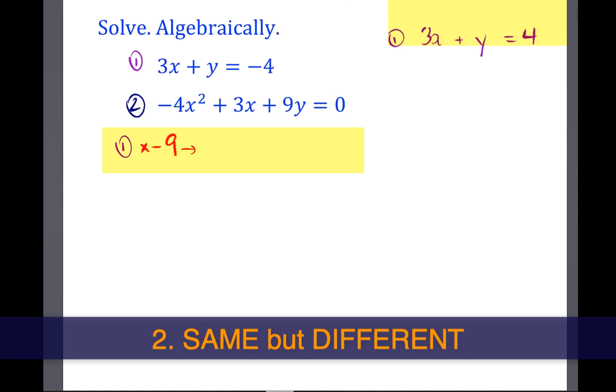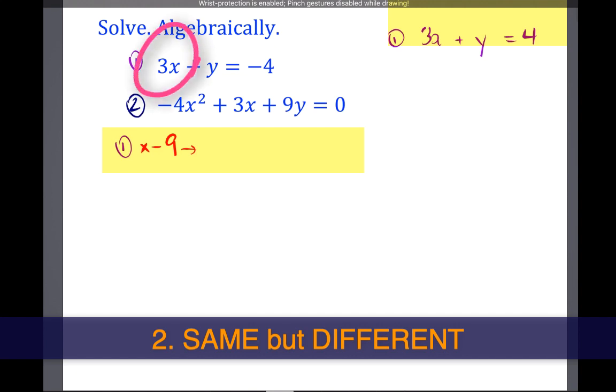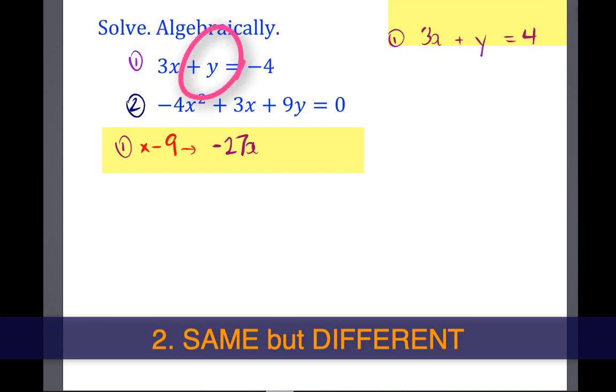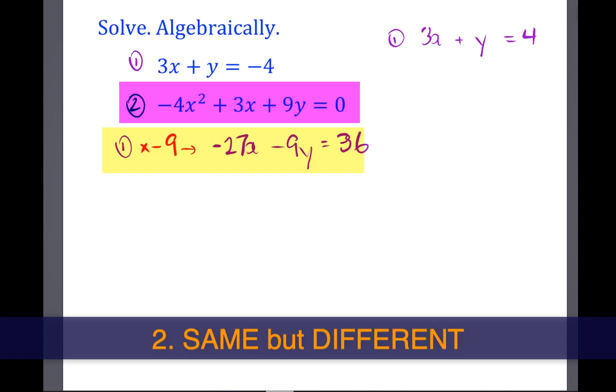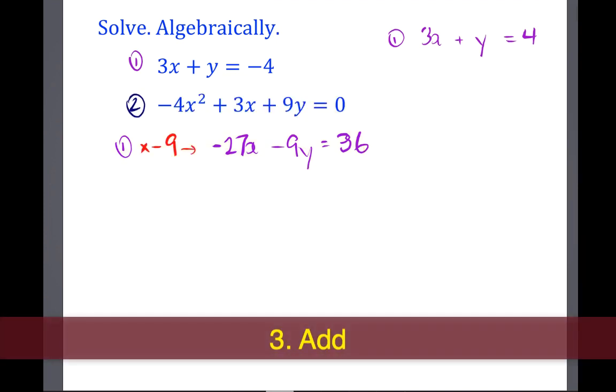So if I take equation number 1 and I multiply each term by -9, I see that 3x times -9 gives me -27x. I see that y times -9 gives me -9y, and this is what I wanted to achieve. And I see that -4 times -9 gives me +36. So here I have equation number 1 lined up nice and neat underneath equation number 2, but by multiplying every term by -9, I have made things look the same but different. Now I'm ready to move on to the next step. Let's go ahead and add.